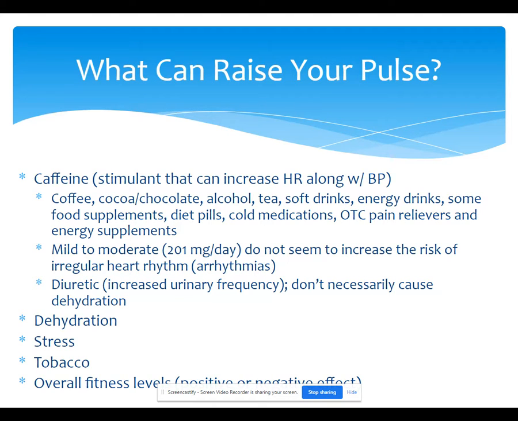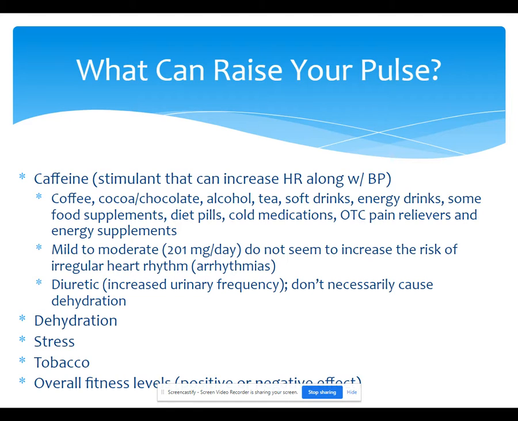Mild to moderate usage doesn't seem to increase irregular heart rhythms or arrhythmias, but a large amount a day can cause that. Sometimes people say, oh, I've had too much caffeine, my heart's pounding, or I have an irregular heartbeat. That's what they're talking about. When you lose fluids, the volume of blood decreases, so the heart has to work harder to circulate the same amount of nutrients, and therefore it beats faster.